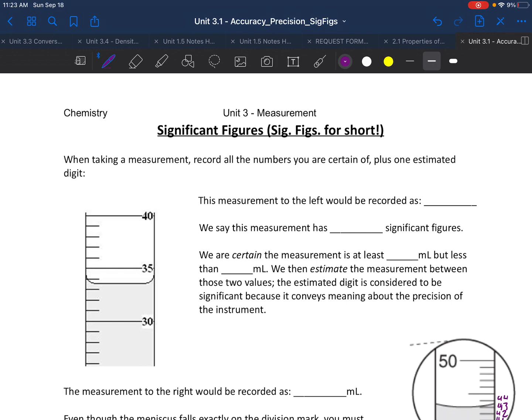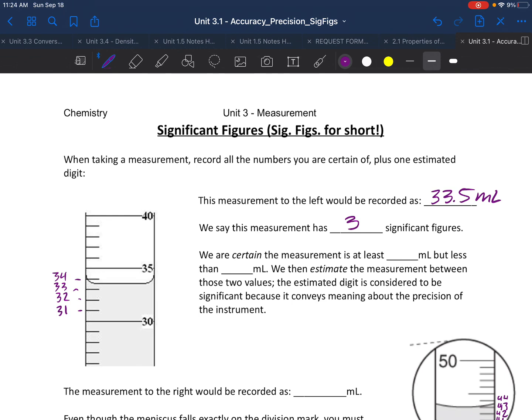So the biggest thing to understand is we are making estimations based on the precision of our instruments. So if I were to look at this instrument to the left, I see that each of these goes up by 1. So this line would be 31, the next would be 32, 33, 34, and we're back up to that 35 mark. So I'm going to estimate that the bottom of my meniscus is between 34 and 33. So let's record that as 33.5 milliliters. So if I were to count, this has 1, 2, 3 significant figures.